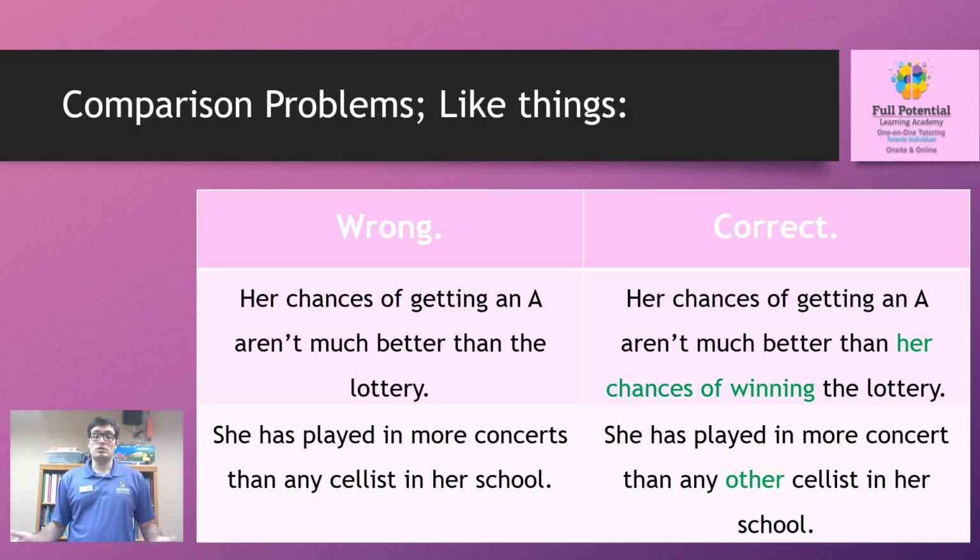We also have another example similar below. "She has played in more concerts than any cellist in her school." This is wrong because you're comparing herself to every other cellist in the school, including herself. So that's wrong. And you should say, "She's played in more concerts than any other cellist in her school." By comparing like things to each other, you get the best results in the sentence.